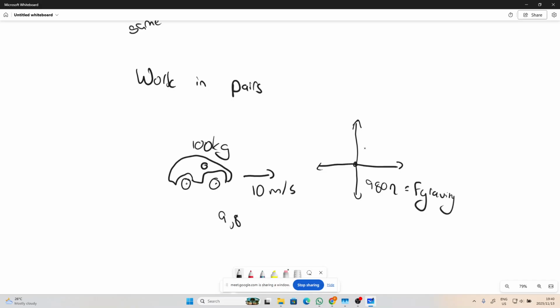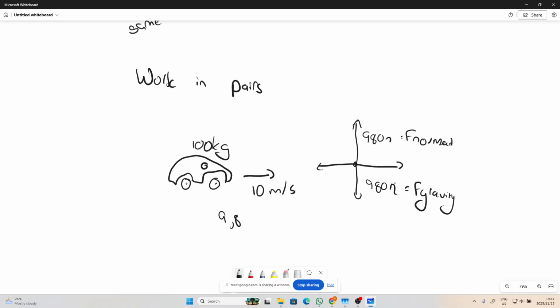Now, we're not just sinking down into the ground. There's also a force pushing us back up, which is also 980 newtons. And that's known as the F normal. Now, when I'm sitting on this chair, gravity is pushing me down, but the chair is exerting a force upwards. For every action, there's an equal and opposite reaction. In this case, 980 equals 980, meaning the car stays planted on the ground.